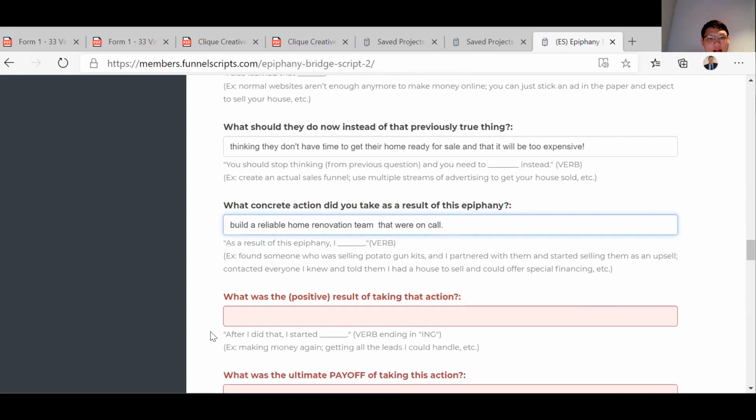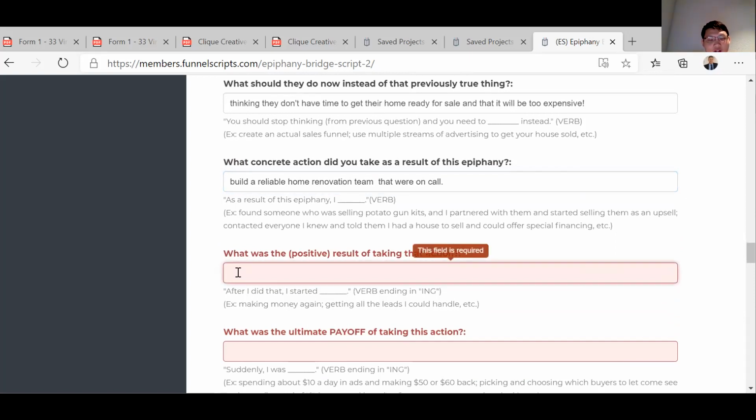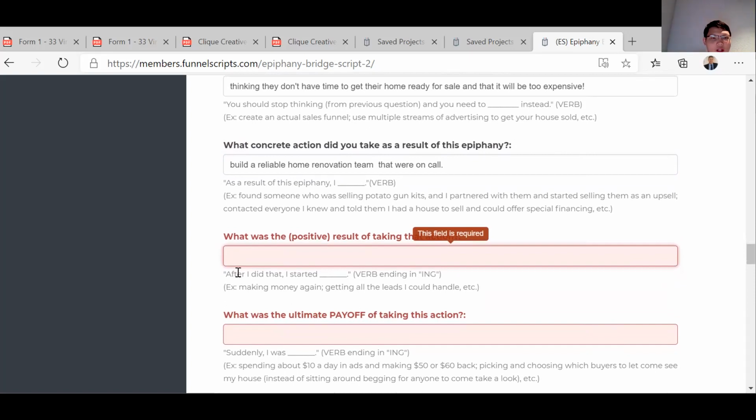So what was a positive result of taking the action? So after that, maybe you started helping the client project manage the renovation. Is that something you are doing right now, or something you are planning to do? It doesn't have to be something you are doing right now, but you can say something you plan to do. Okay, what was the ultimate payoff of taking the action?